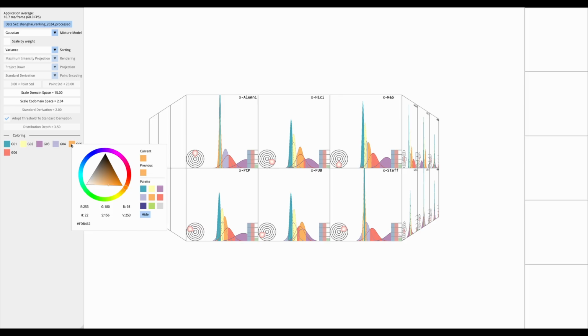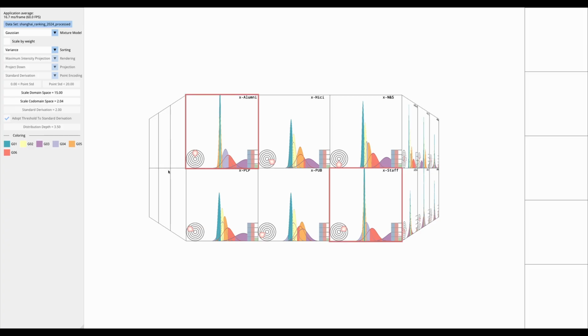Optionally, we could emphasize distributions by changing their color or hide them. We now begin the actual investigation. The 2 highlighted tiles show that the orange, yellow, and blue clusters have low scores and low variance in alumni awards and staff awards. For the remaining distributions, a clear ranking emerges, with the purple distribution attaining the highest mean score in these 2 categories.